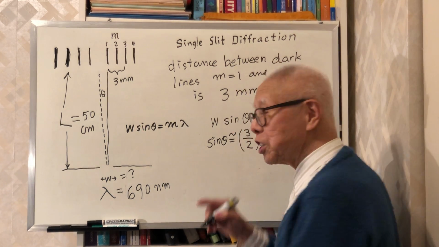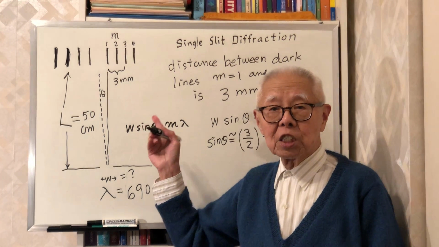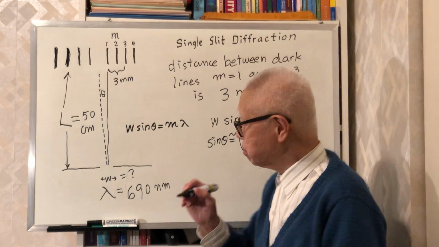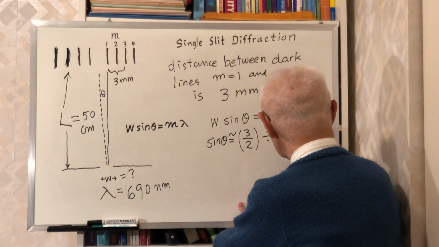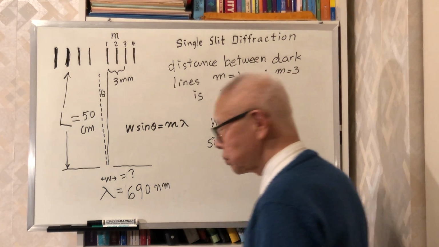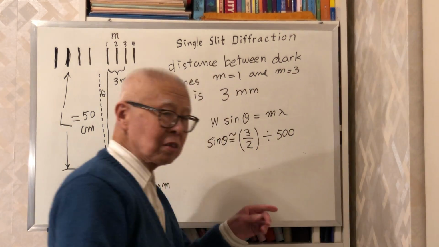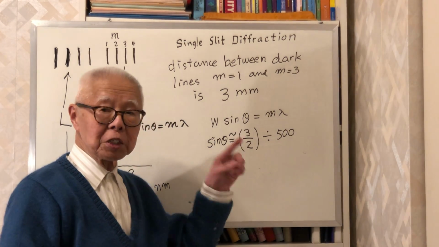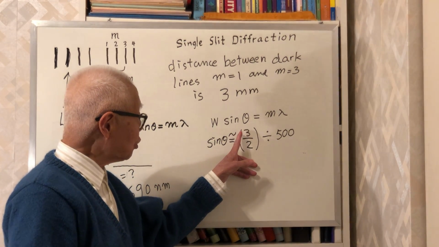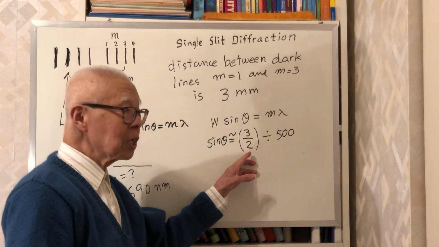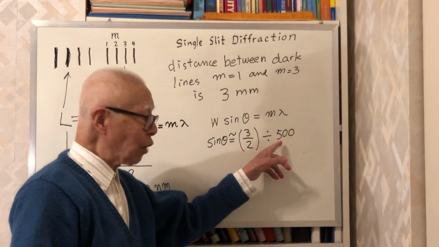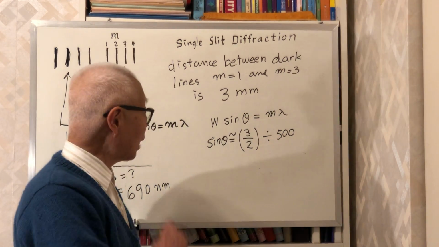The width is in cm, so I need to change cm to millimeter. Now I have everything in millimeter. 3 millimeter divided by 2, divided by 500 millimeter. So this is my sine theta.